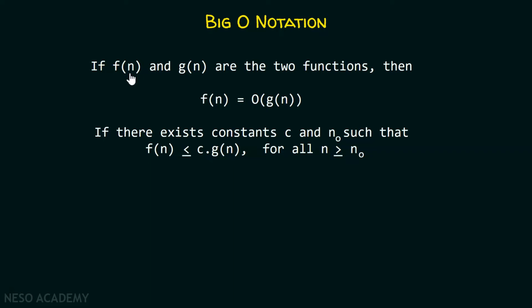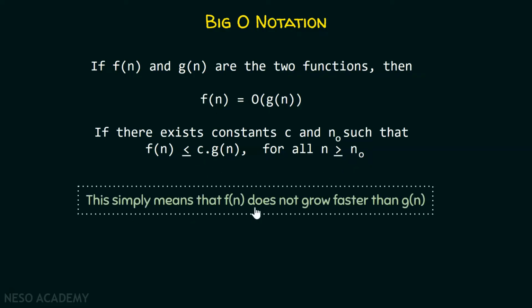It says that we have two functions, f(n) and g(n). We are basically comparing these two functions. We can say that f(n) is equal to big O of g(n) if and only if there exist constants c and n naught. We must have these two constants such that f(n) will become less than or equal to c dot g(n) for all n greater than or equal to n naught. c must be multiplied by g(n) so that f(n) will become less than or equal to c dot g(n), and this must be satisfied for all n greater than or equal to n naught. These two constants we have to find out.